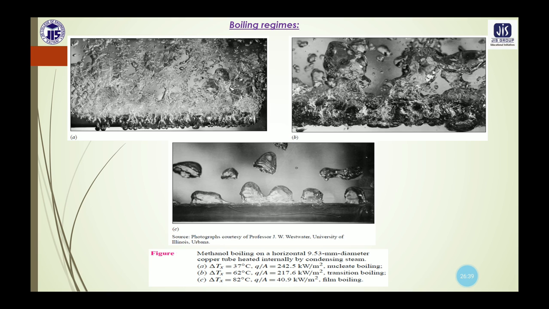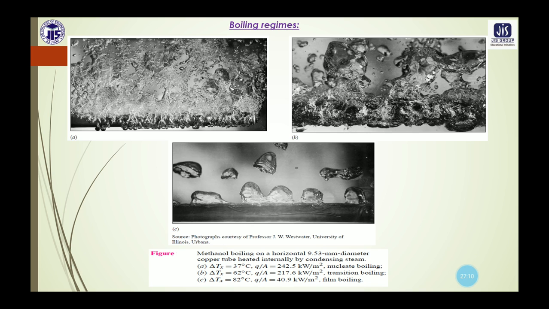Now here in this diagram we can see methanol boiling on a horizontal 9.53 mm diameter copper tube heated internally by condensing steam. In this first diagram, at temperature 37 degrees centigrade, Q by A equals 242.5 kilowatt per meter square, you can see the nucleate boiling. This is the actual diagram of the nucleate boiling that comprised of zone 3, zone 2 and zone 3.